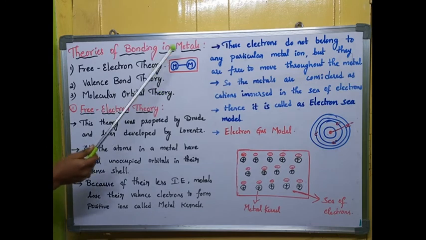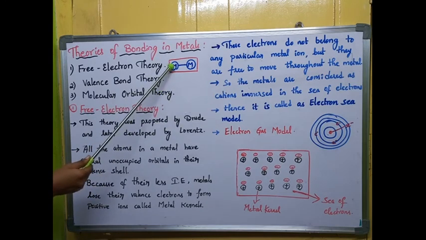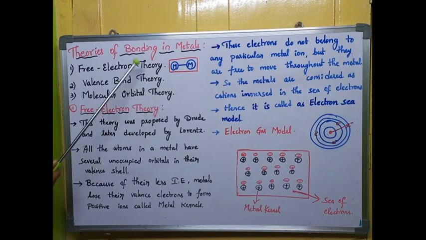So whatever metal atoms are present in the metallic sheet or metallic crystal exist due to the formation of metallic bond. That metallic bond is explained through different theories. So firstly, free electron theory, second valence bond theory, third molecular orbital theory. So firstly, let us see the free electron theory.